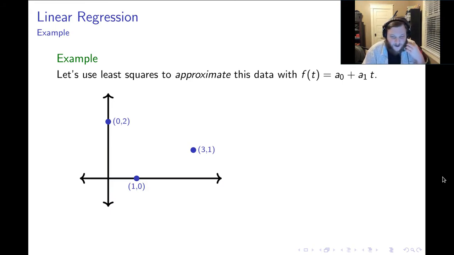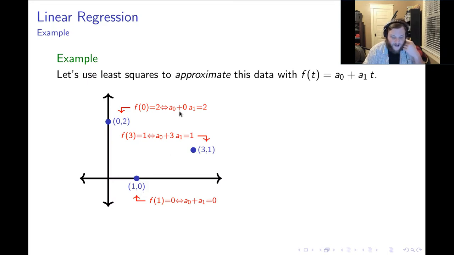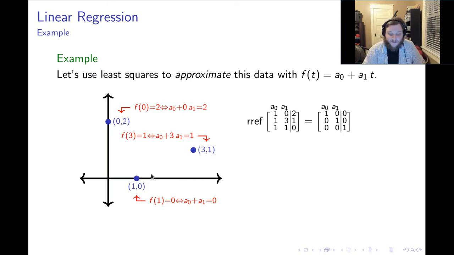So let's recall our situation from before. The data points were (0, 2), (3, 1), and (1, 0). By looking at the system that would have to work in order for this line to fit all 3 of these data points, we set up a system of equations, we row reduced, and we found an inconsistency. The fundamental issue here is that we were studying a system Ax = b, where A is our coefficient matrix whose columns are (1, 1, 1) and (0, 3, 1), and b is the vector (2, 1, 0), but b is not in the column space of this matrix A.